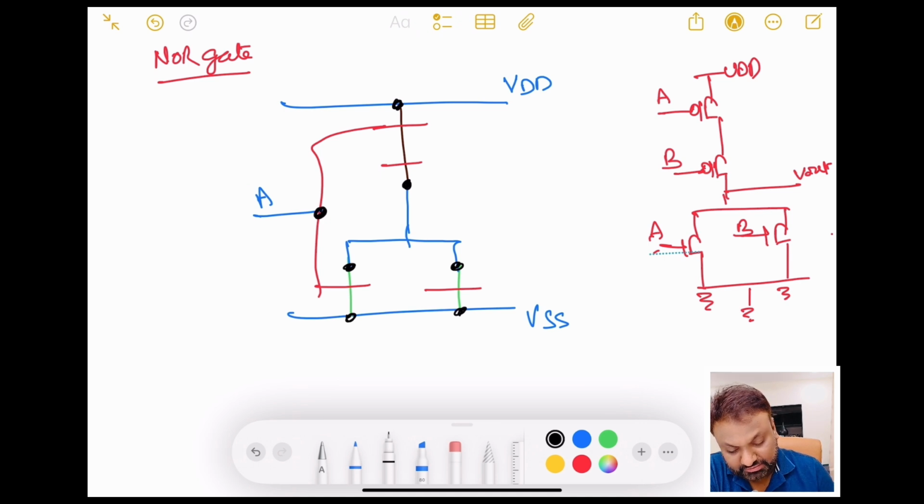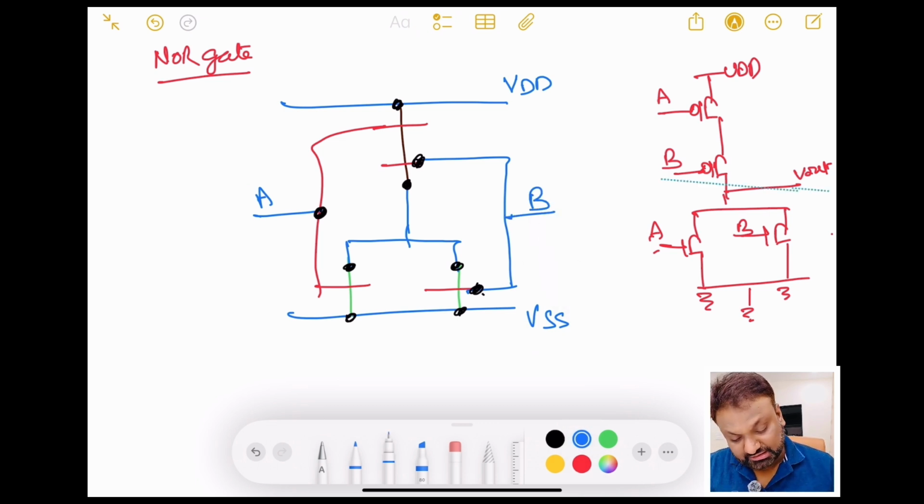So, and here let us say for A input I have given the polysilicon. I will try to give the metal here, okay, for B input. So this is metal and metal. Okay, you establish the electrical contact. Okay, and this is my B input. Okay, so where is my output? The output is here. This is my output. So this is the stick diagram for a NOR gate.